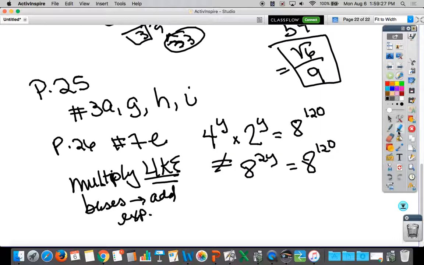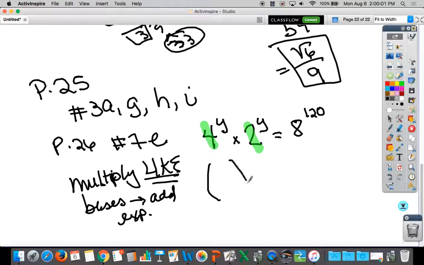My base here is what? What's my first base? 4. My second? So those are not alike, right? So I have to change one to look like the other. Okay? I have to change one to look like the other. So which one is in the simplest form? 2. So I have to change the 4. Now, if my rule is I have to get like bases, then I have to change 4 to a base of 2. What's another way I can rewrite 4 with a base of 2? 2 squared raised to the y.